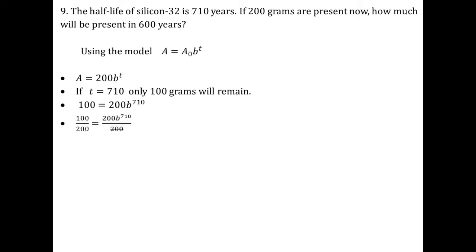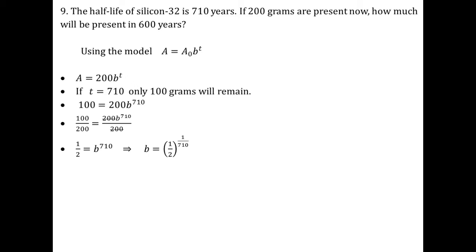So we're going to put in the initial amount. We've got 200 grams to start with. We're told after 710 years, half as much is going to be left, which means we're only going to have 100 grams remaining after 710 years. So plug in 710 for t, plug in 100 for A, and then we're going to try to solve this time not for t, but for the base b. Divide both sides by 200, and then simplify, and we get that b to the 710th power is equal to 1/2.